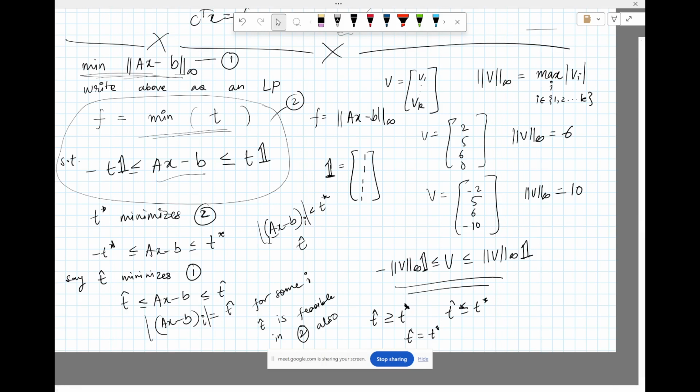Yeah, I think that is it. Any other doubts that you want to ask? This vector one I dropped, but it's there implicitly here as well.